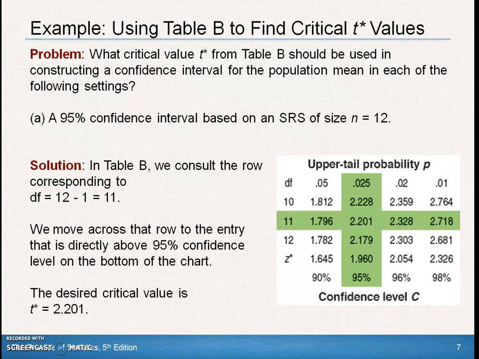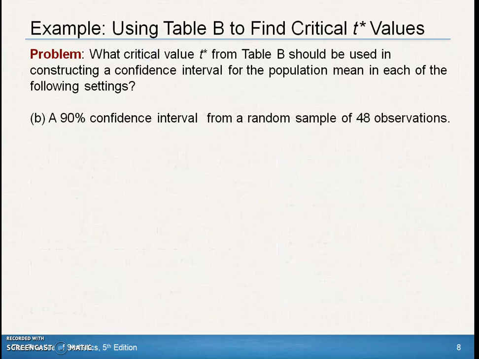2.201. Usually for a 95% confidence interval the z star is 1.96, if you'll remember. So 2.2 is a little bit bigger. That's because the base is spread out more. The x-axis is spread out more.